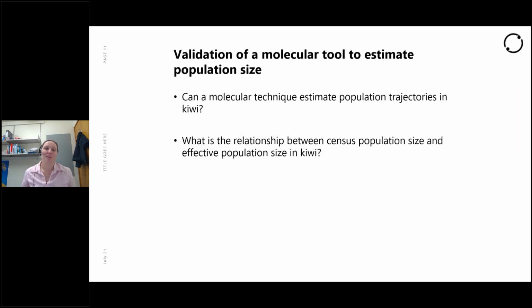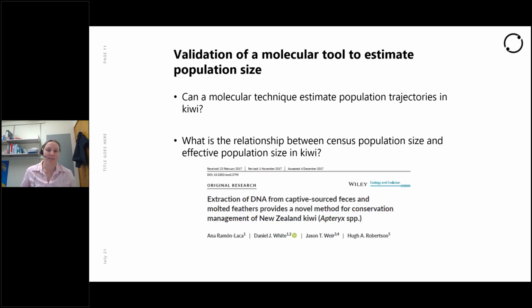Okay, so just to finish up then, I want to move away from predators to estimating effective population sizes and giving you information about the number of kiwis that you have in an environment. So we wanted to develop a tool, a molecular tool using feathers that would allow us to estimate population trajectories and estimate effective population size.